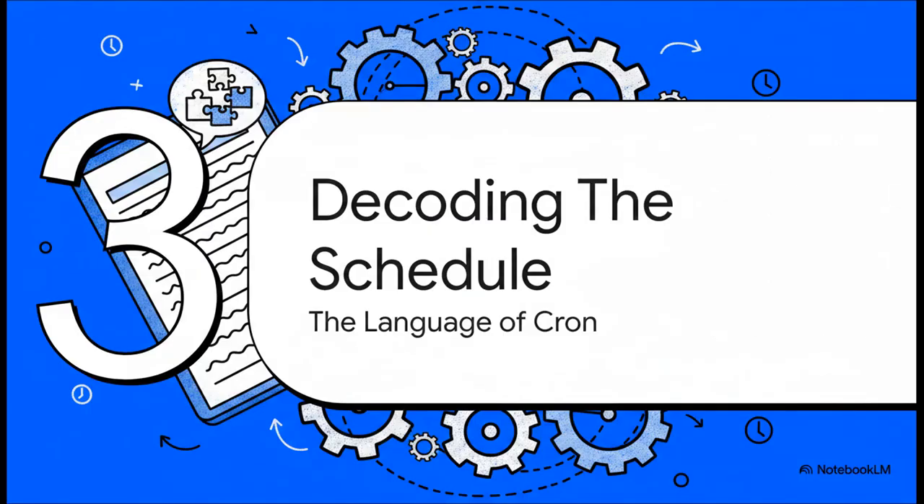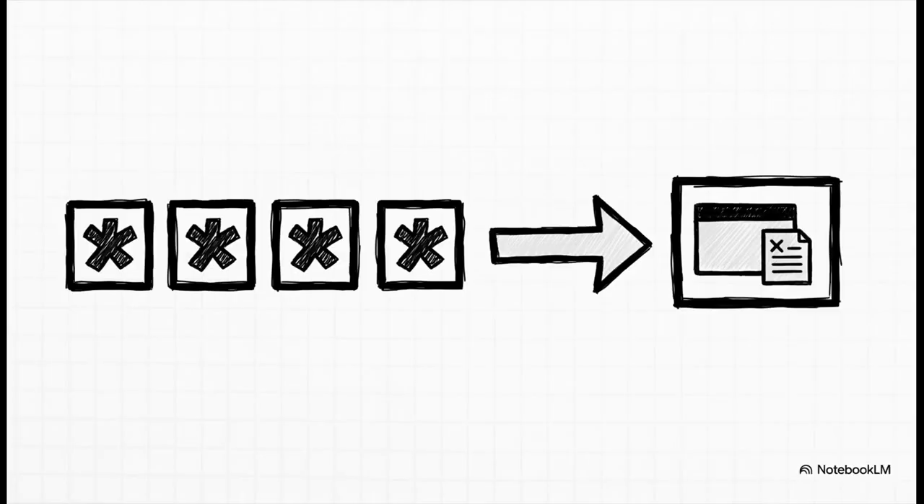And now we get to the heart of it all, the language of Cron. This is how you tell it exactly when to run a task. Now, it might look a little cryptic at first, but I promise, once you see the pattern, it's actually surprisingly simple. Every single scheduled job follows this exact format. You have 5 fields that represent time, followed by the command you want to run.